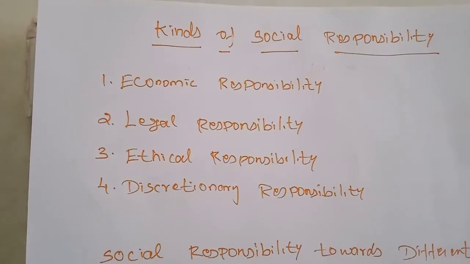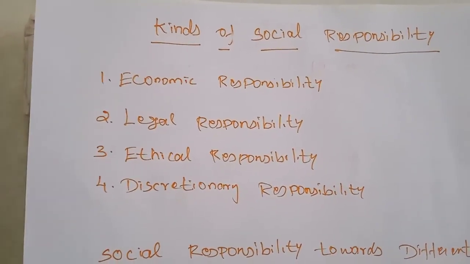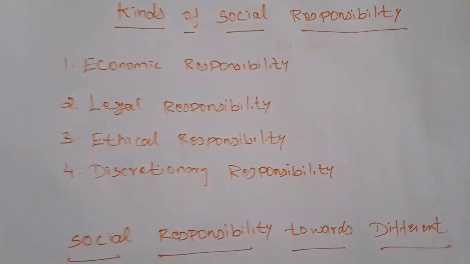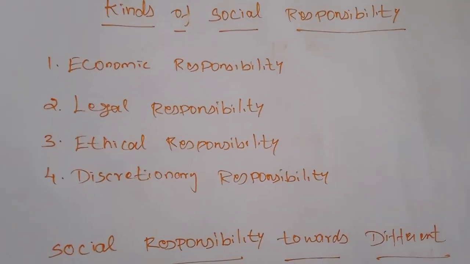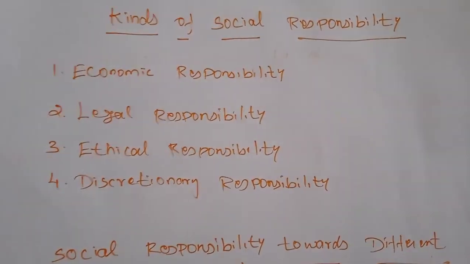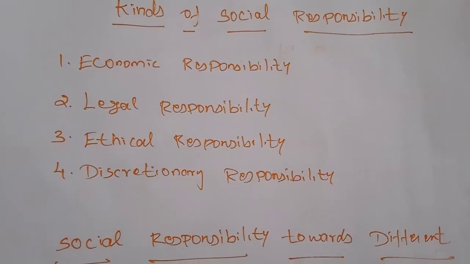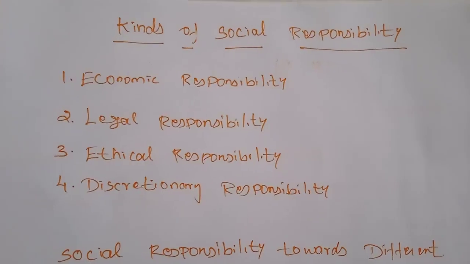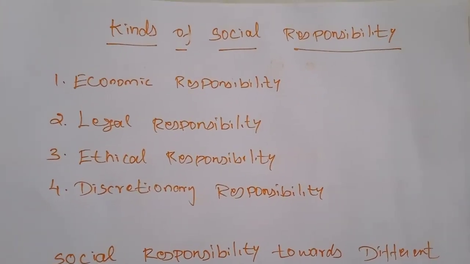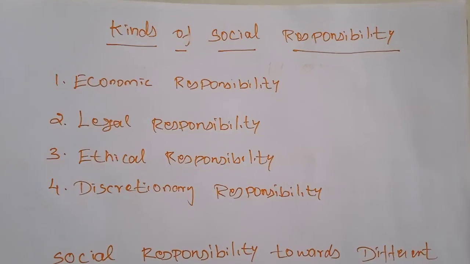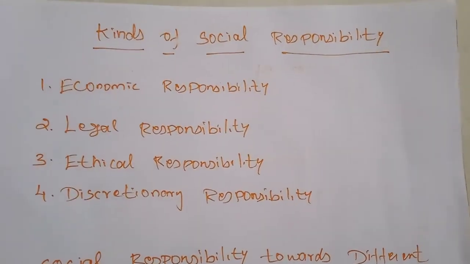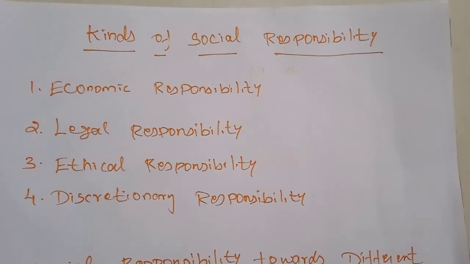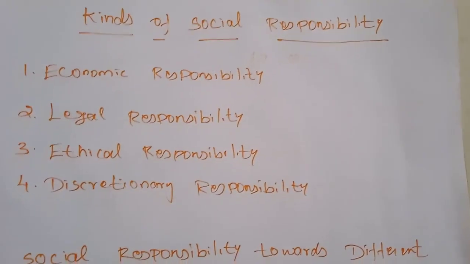The social responsibility of business can broadly be divided into four categories: economic responsibilities, legal responsibilities, ethical responsibilities, and discretionary responsibilities. On the basis of economic responsibilities, a business enterprise is basically an economic entity, and therefore its primary social responsibility is economic, that is, to produce goods and services that society wants and sell them at a profit.